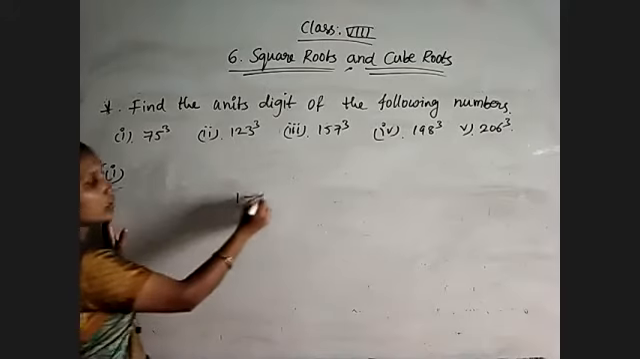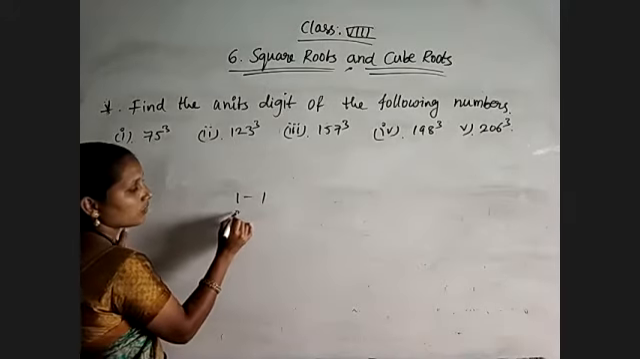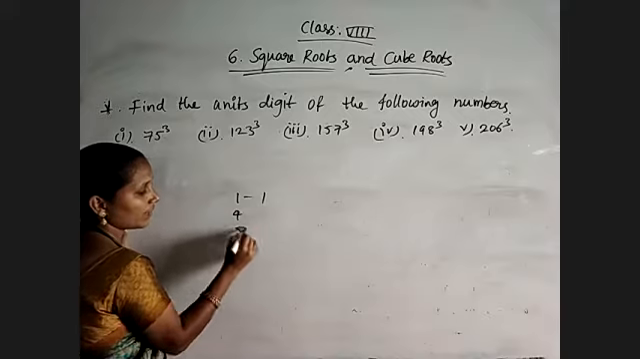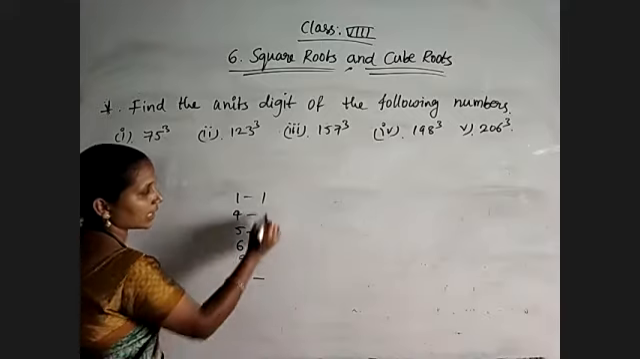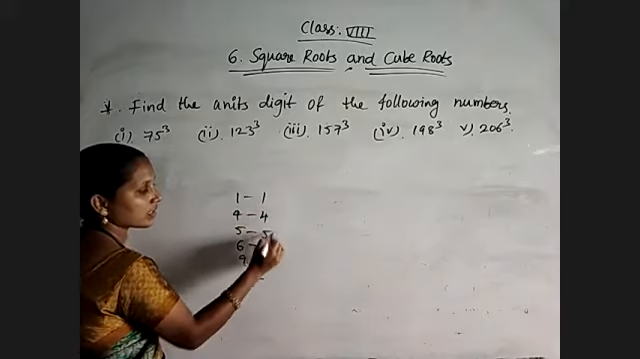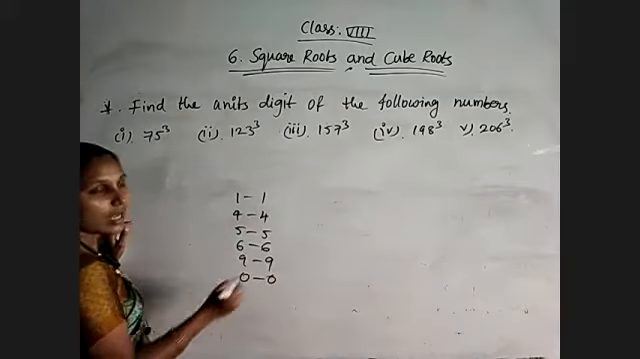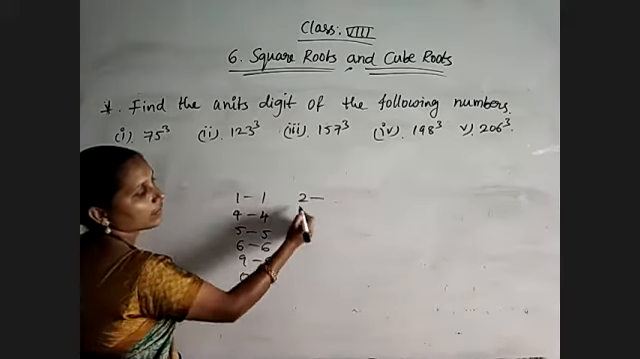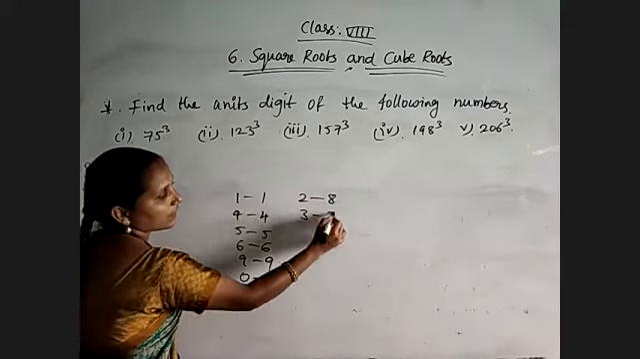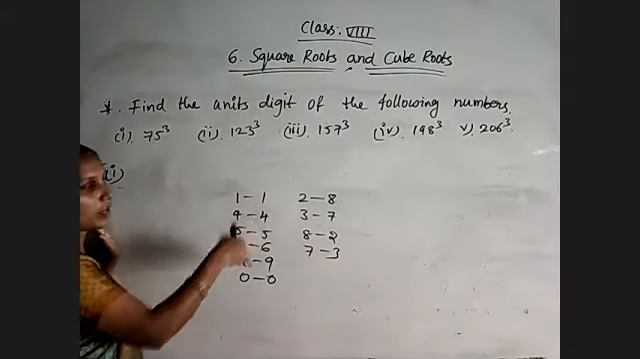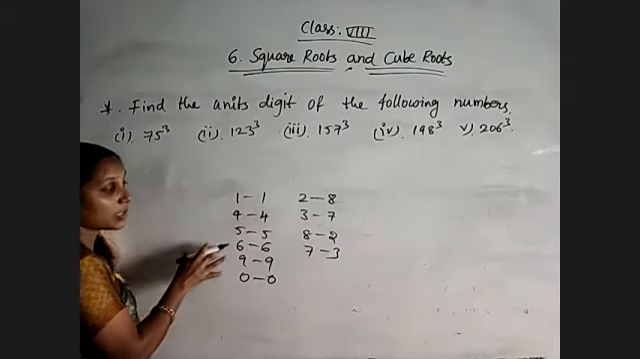So 1, 1 and 4, 5, 6, 9 and 0, we will get their cube values with the same digit. Yes, and the numbers which are having 2 in their unit place we will get 8, and for 3 we will get 7, and for 8 we will get 2, for 7 we will get 3. Yes, so these are the properties of the cube numbers and you need to remember this.